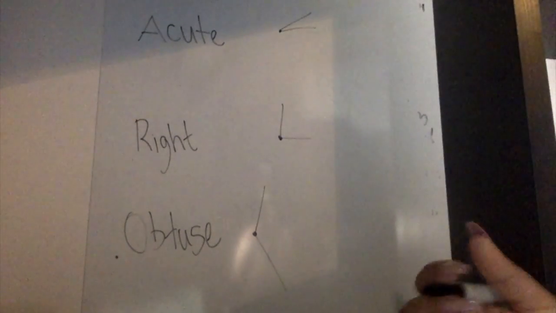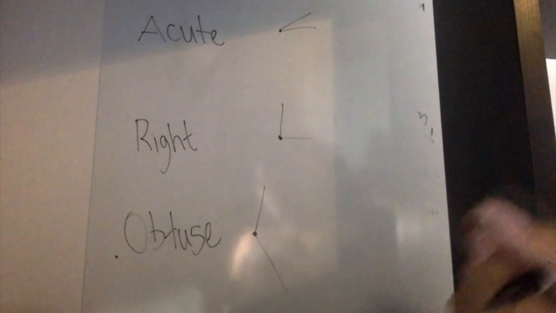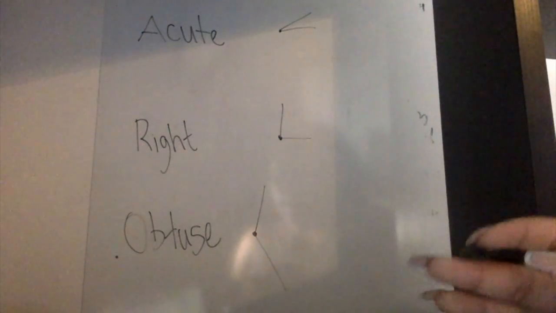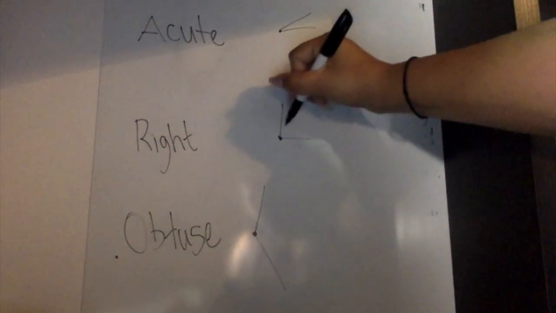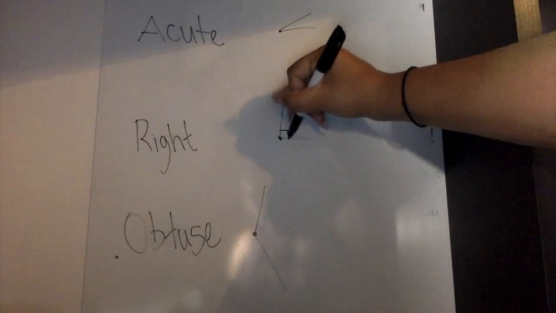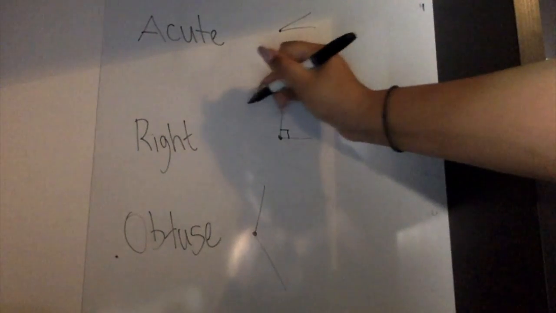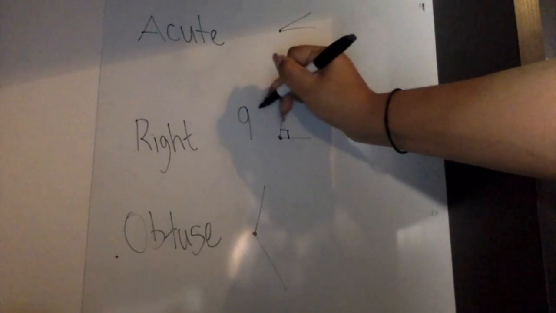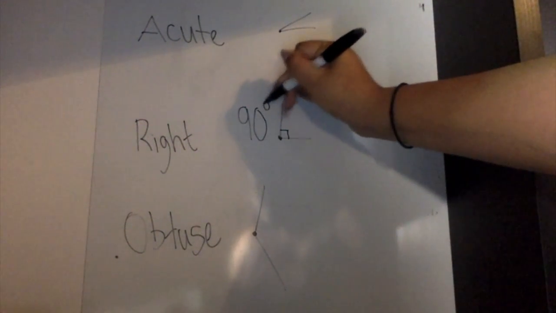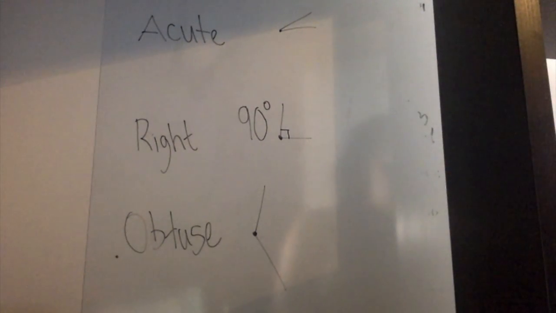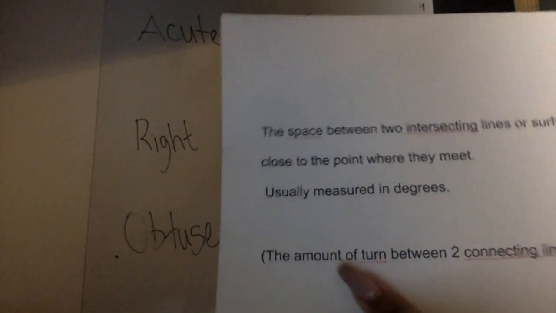So how do we know how much it is? For today, we're going to know our base amount, which is always going to be with your right angle. With a right angle, you always label it with a square on the inside. And our base amount is going to be 90 degrees. That's our degrees symbol, like it states in the definition, usually measured in degrees.